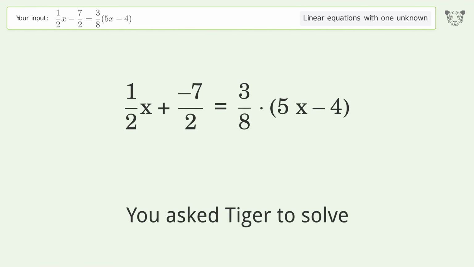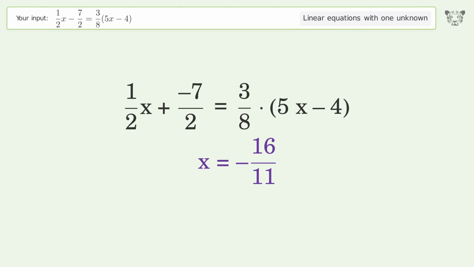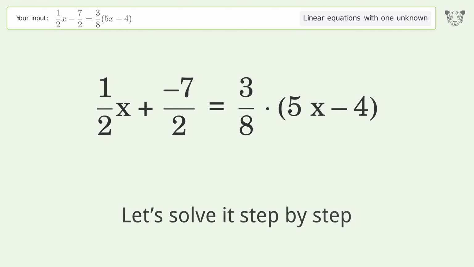You ask Tiger to solve. This deals with linear equations with one unknown. The final result is x equals -16/11. Let's solve it step by step.